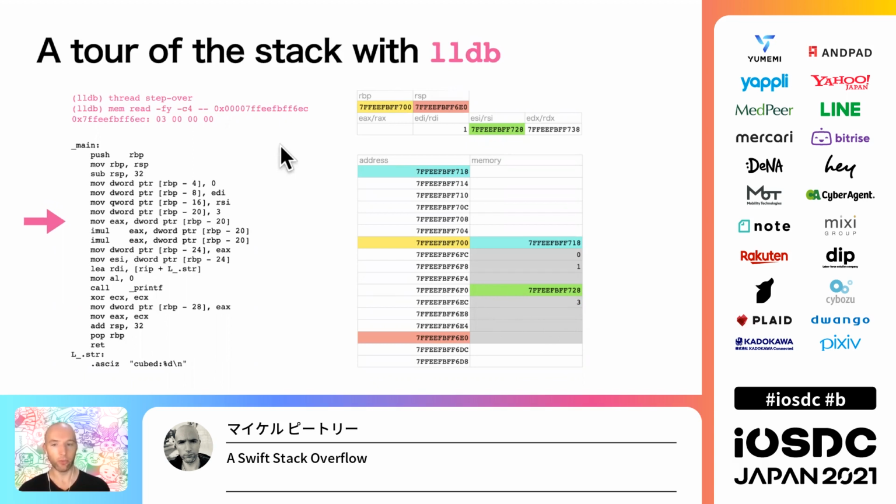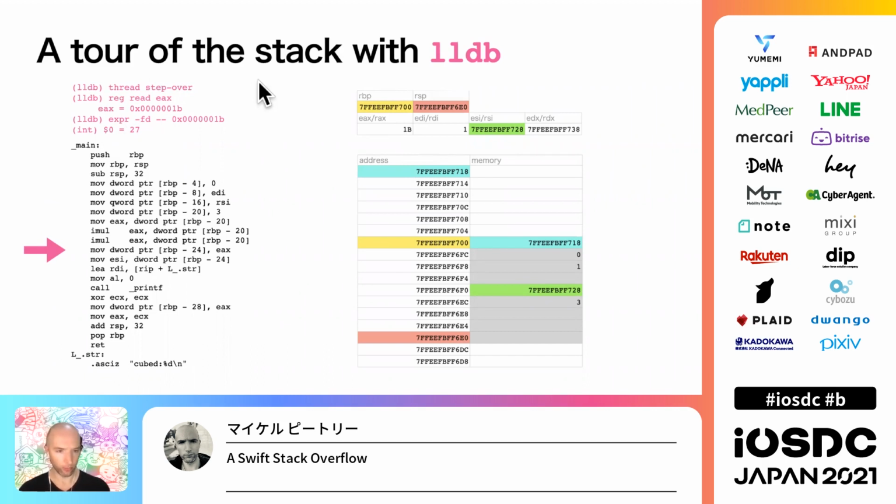Then we move that 3 back into a register, in this case, the EAX register, and then we multiply it twice. So now we can see that the EAX register contains the value 1B, and that is just hexadecimal for 27. So that's our cubed value.